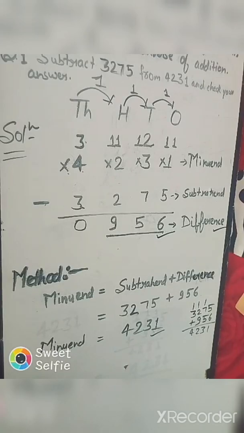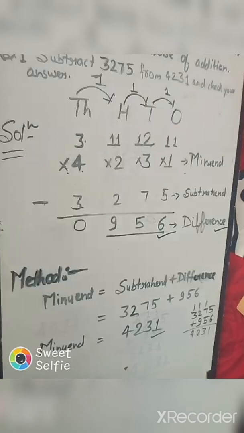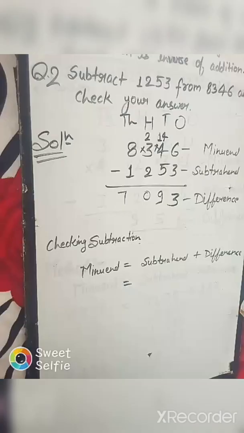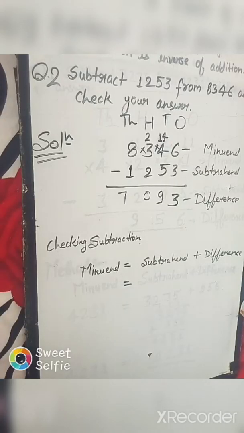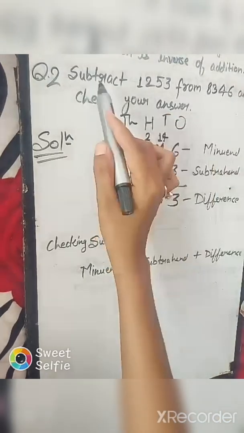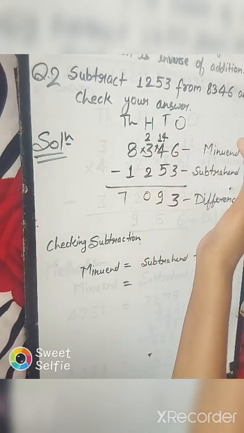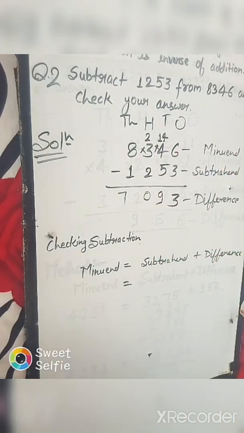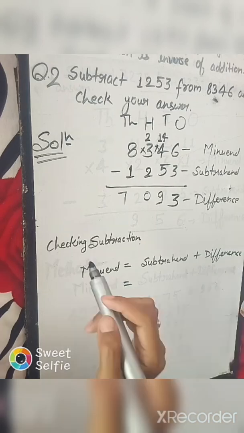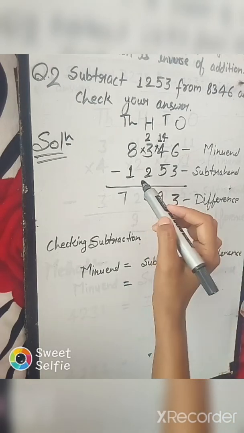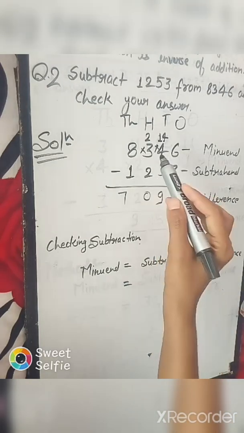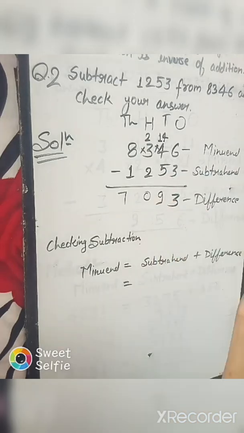Okay, so we will look at the next question. Question number 2 is: subtract 1253 from 8346 and check your answer. So firstly we will subtract it. We have to subtract 1253 from 8346. So we will start from ones.